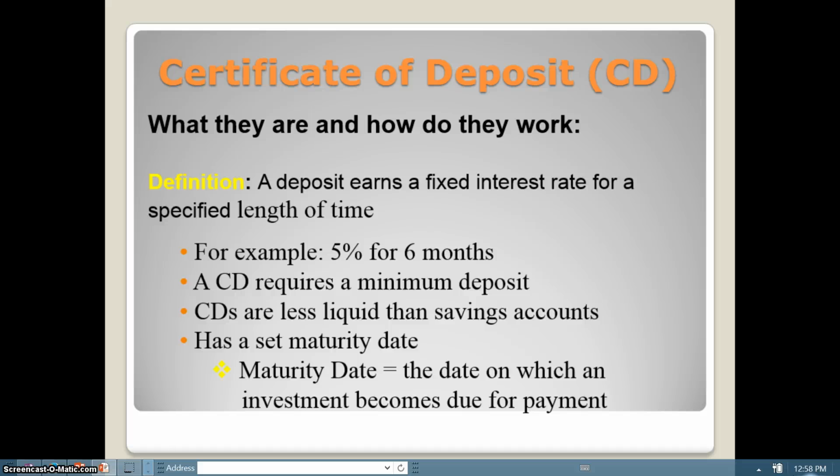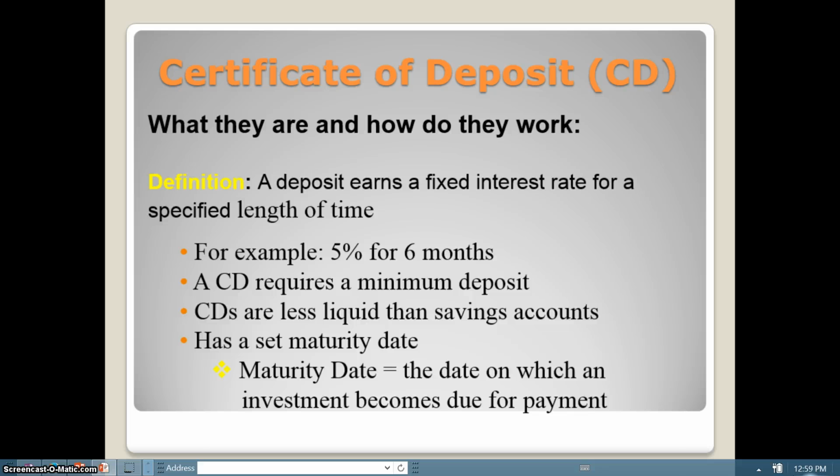Certificates of deposit, once again, also known as CDs. This is when a depositor earns a fixed interest rate for a specified length of time that's negotiated at the time of the setup of your certificate of deposit. For example, you could have a CD earning a 5% interest rate for 6 months on that principal that you put into that CD. A CD requires a minimum deposit. It could be $1,000, $2,000, it depends.